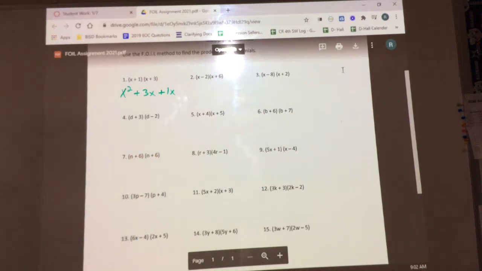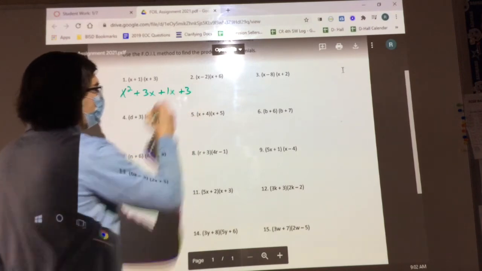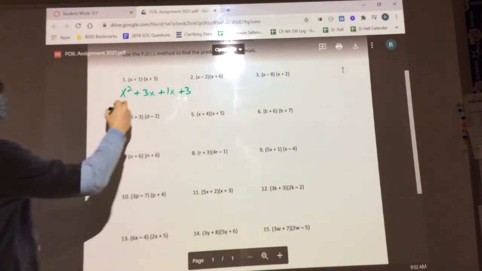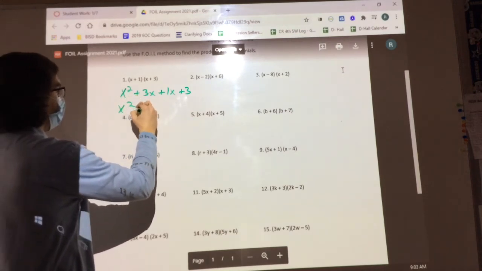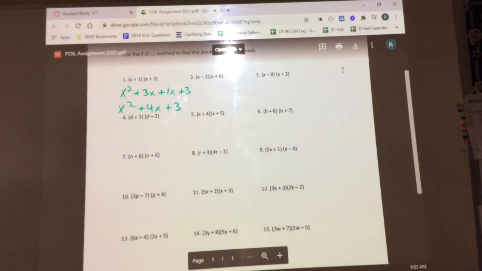And then finally, I end up with my last. What are my last numbers, Katie? 3 and 1, right? And 3 times 1 gives me 3. Okay, can I simplify this? Yeah, I can. So I'm going to end up with x squared plus 4x plus 3. Is everybody good there? Easy enough, right? Cool.